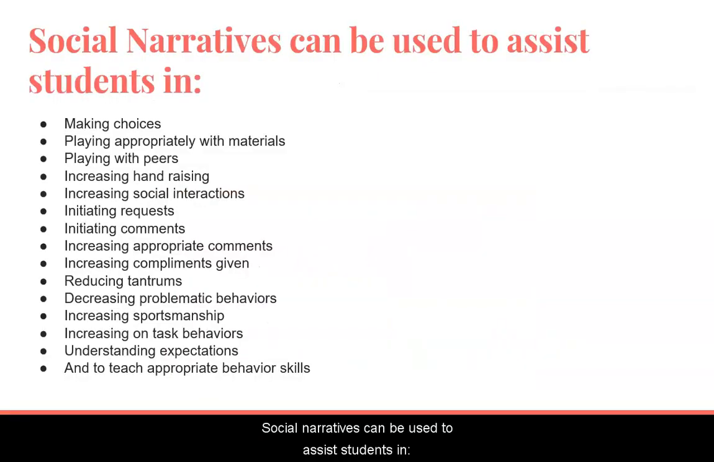Social narratives can be used to assist students in making choices, playing appropriately with materials, playing with peers, increase certain expected behaviors such as raising their hand, increase social interactions, making requests, initiating comments, giving compliments, reducing tantrum behavior or other problematic behavior, increasing their understanding of expected and on-task behaviors, and other appropriate behavioral skills.